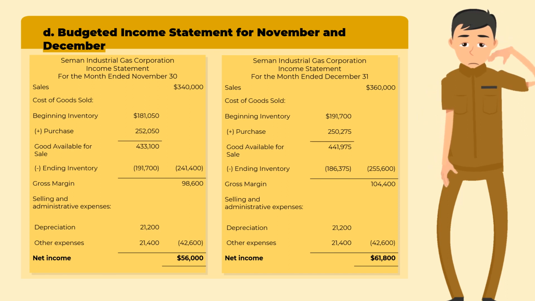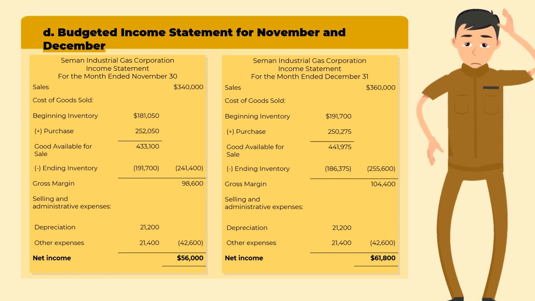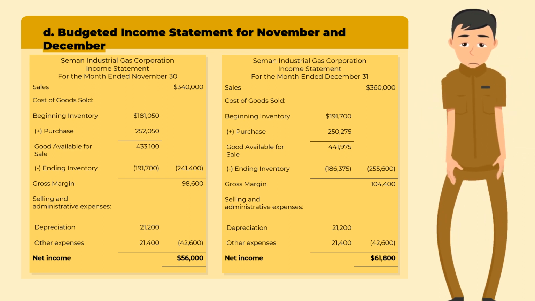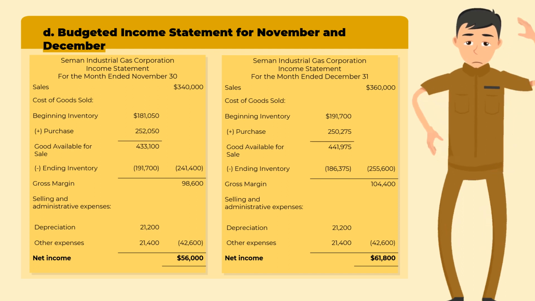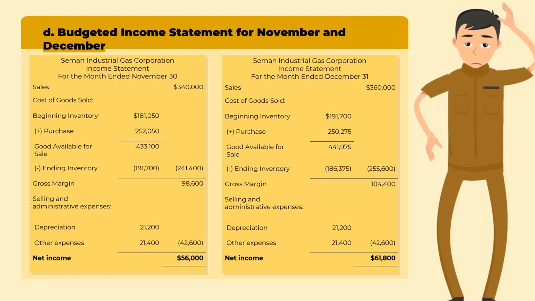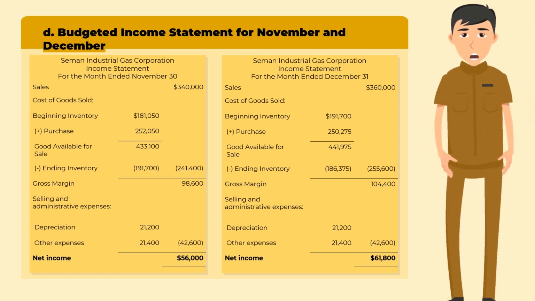We add the required purchase for December, which is $250,275. Then we get the goods available for sale, which is $441,975, and then we minus the ending inventory, $186,375, and then we get the total cost of goods sold, which is $255,600.